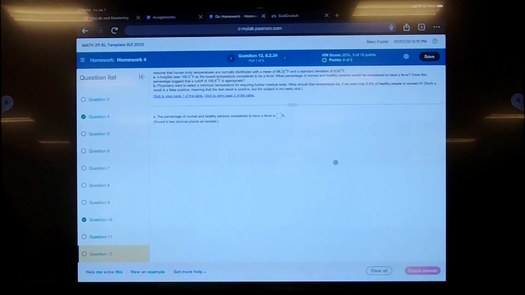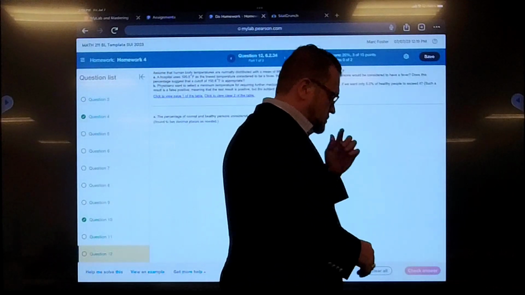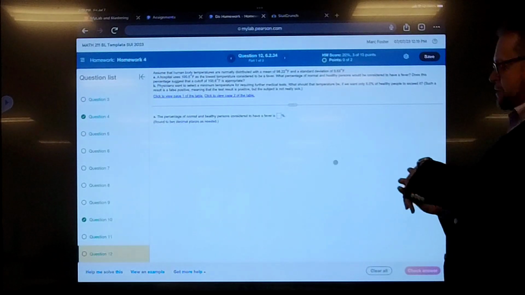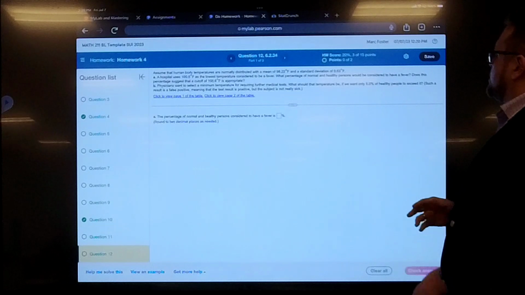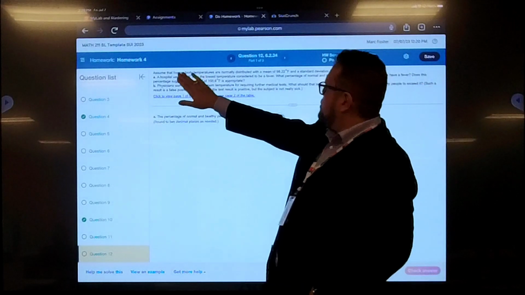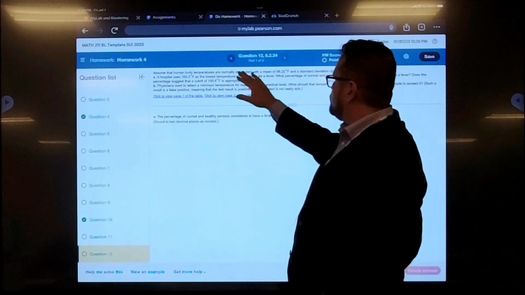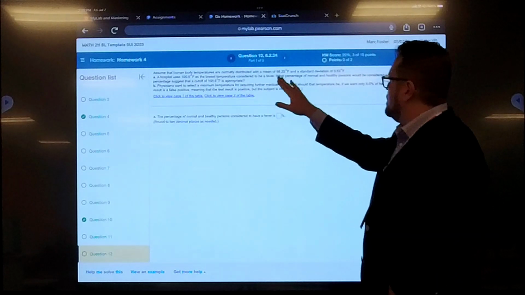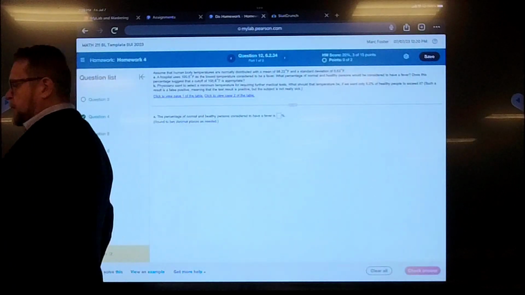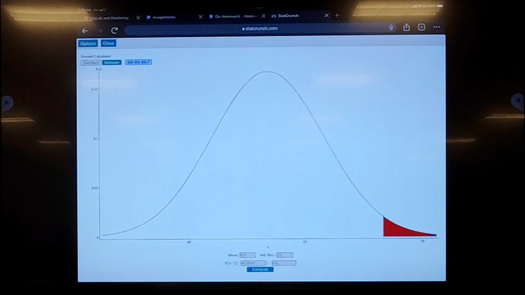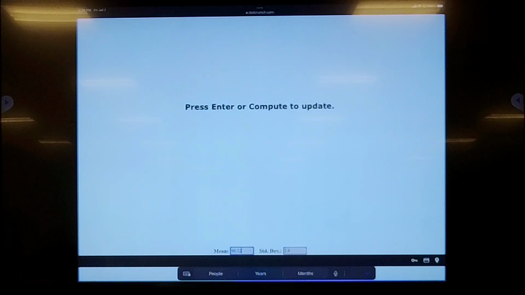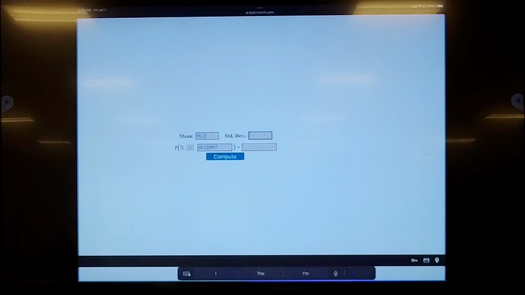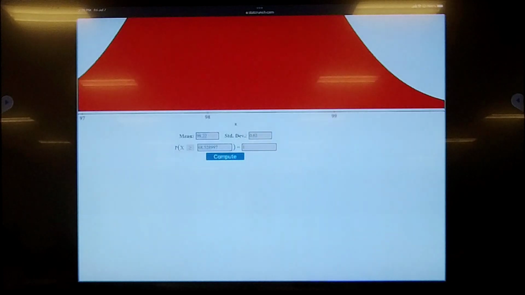Number 12 is about body temperature. And this is an important conceptual question for us, given the future job that you're going to have. It says that human body temperature is normally distributed, so we can use this normal distribution and talk about all of the humans. The mean is 98.22, the standard deviation 0.63. So I'll put that in.